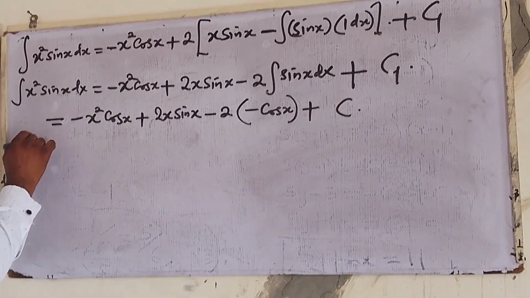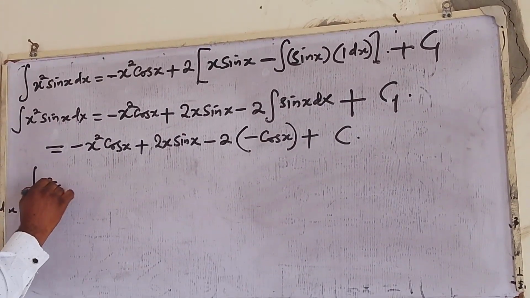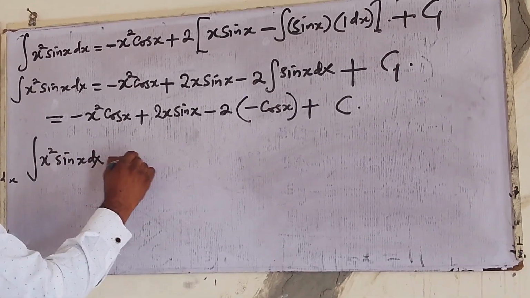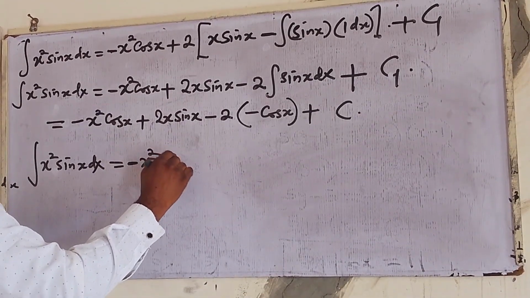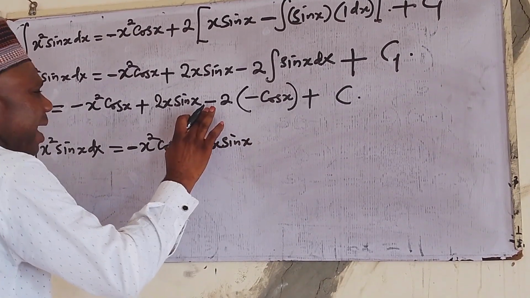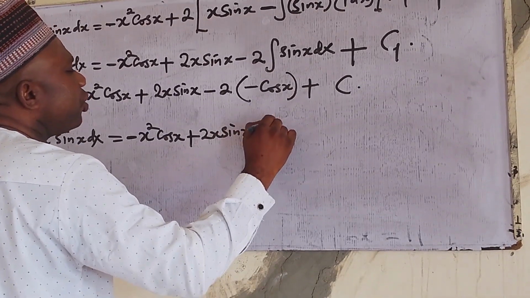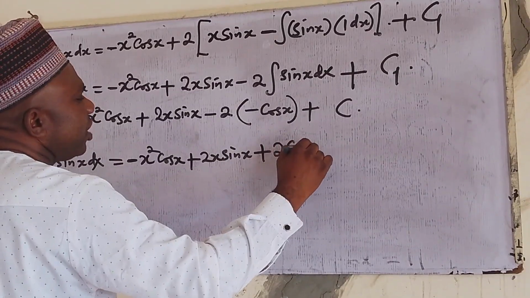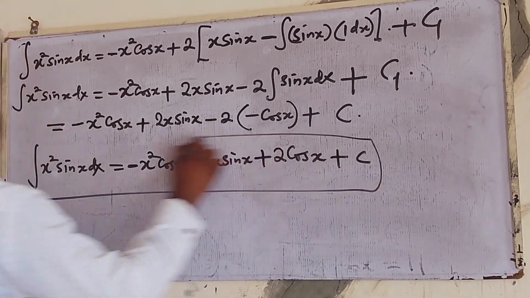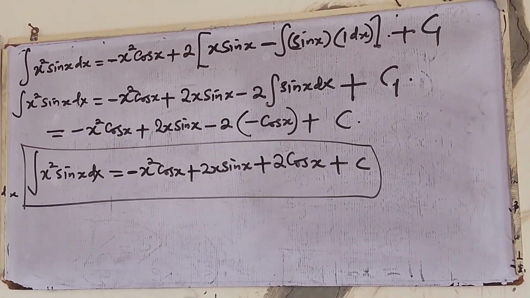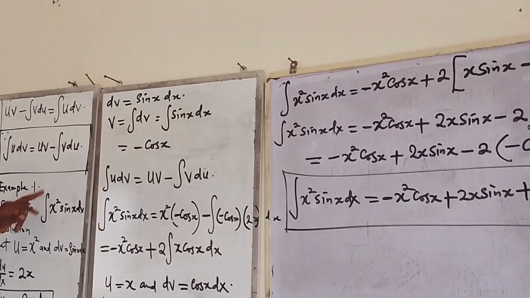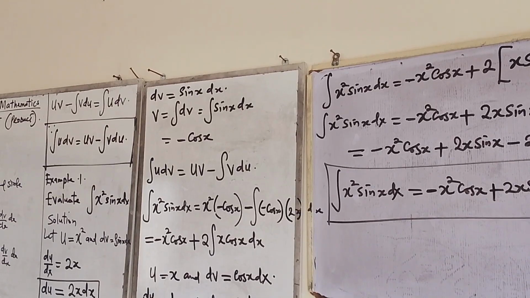So at this point, integral x squared sine x dx will be equal to minus x squared cos x plus 2x sine x, minus minus is plus, so we have plus 2 cos x. Then we have plus c. So that is the integral of this function. Now let's look at it again. From here, we said evaluate integral x squared sine x dx.